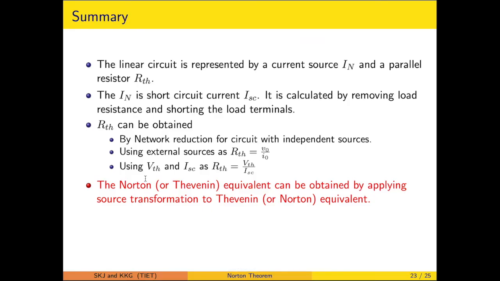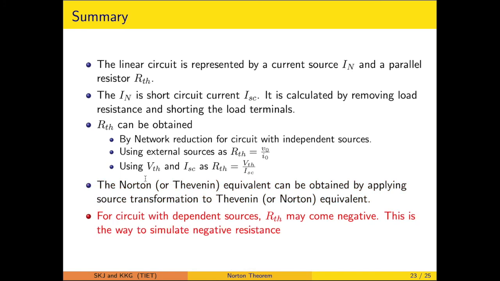When one of the equivalents, like the Thevenin equivalent, is obtained, then correspondingly the Norton's equivalent can be obtained by the source transformation, or if the Norton's equivalent is obtained, then we can obtain the corresponding Thevenin equivalent by the source transformation. For the circuit with the dependent source, RTH becomes negative. This is the way to simulate the negative resistance. So there should not be any apprehension about the negative resistance value. In this, the power basically is supplied by the dependent source.